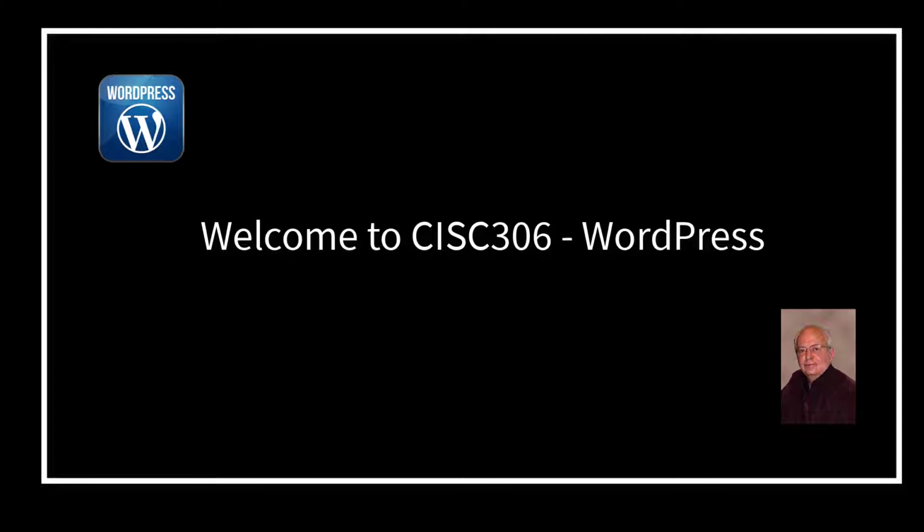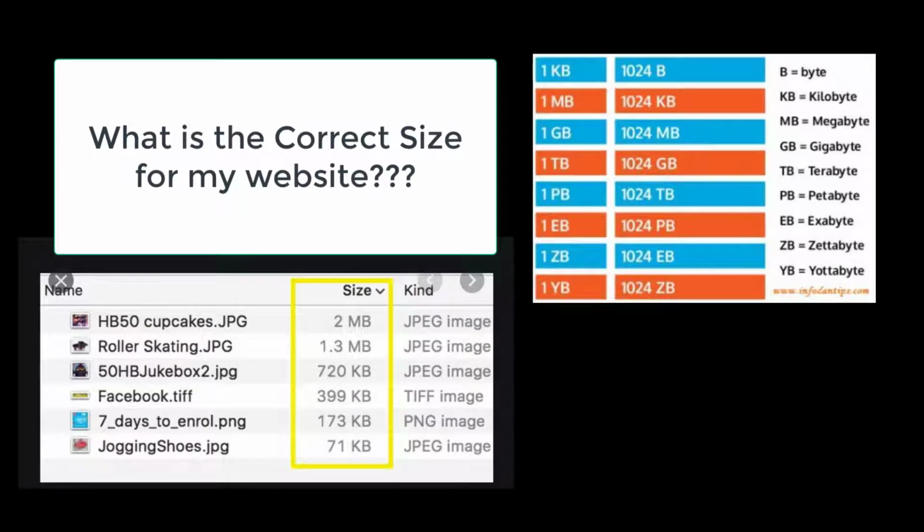This week we'll be working on understanding media in WordPress. Let's start with photos. Modern day cameras take photos at 20 to 24 megapixels. This means the file size is 5 to 7.5 megabytes. The maximum suggested photo size for your website is less than 2 megabytes.